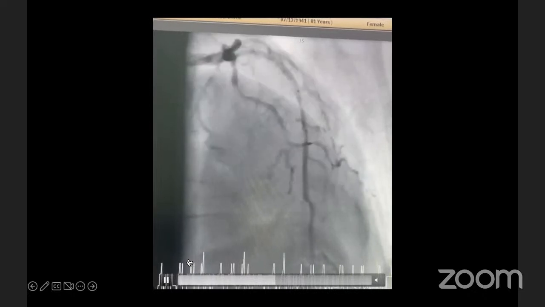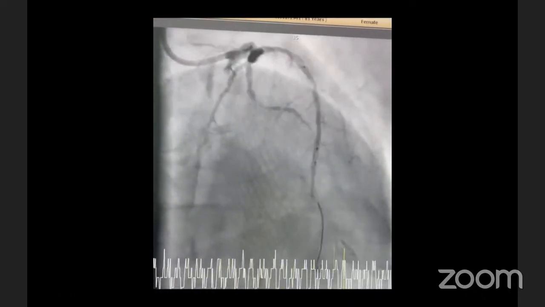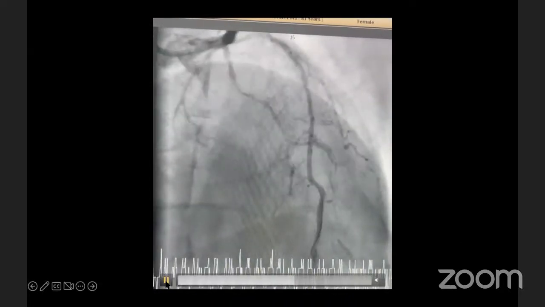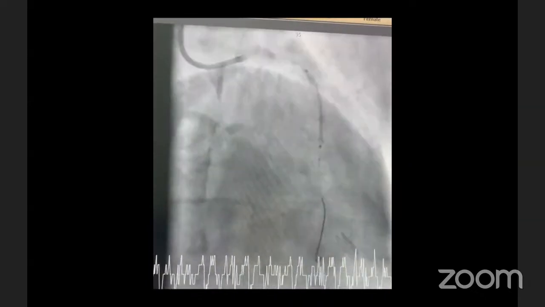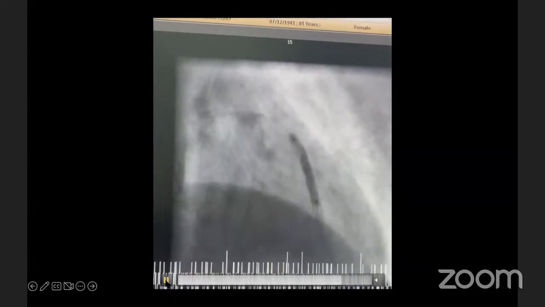Okay, I'm just gonna follow. Now they're putting the stent. There's multiple stenosis. Can you see the stent now? Here? Yes. Okay, so the stent is here, right? This is the stent. You see it? Okay.